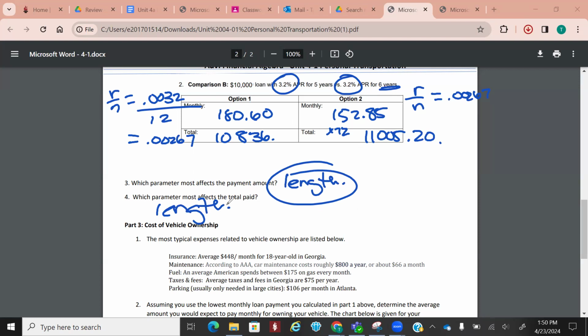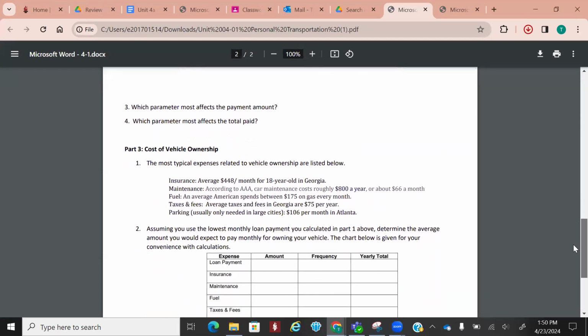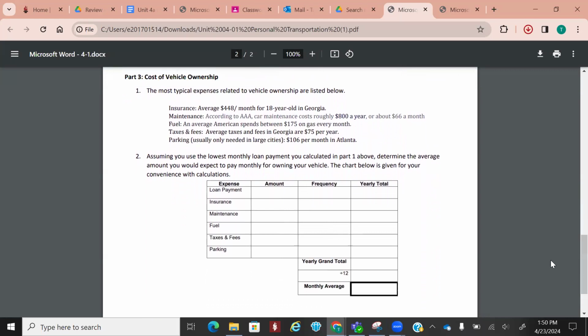Okay. Looking at the cost of vehicle ownership. This is really important. You're going to deal with this at some point in your life. Most typical expenses related to vehicle ownership are listed below: insurance, maintenance, fuel, taxes and fees, and parking. Assuming you use the lowest monthly payment you calculated in part 1 above, determine the average amount you would expect to pay for owning your vehicle. The chart below is given for your convenience.